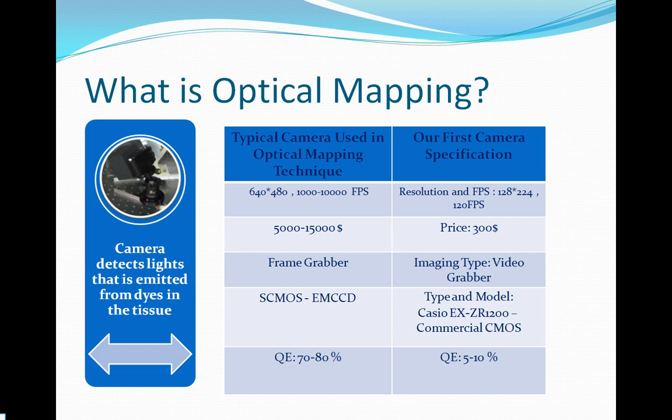One of the hearts of an optical mapping system is the camera. A typical camera used for these systems is an advanced system with a high frame rate and typical resolution, and one of the most important criteria is quantum efficiency. In this project, we use a commercial camera to develop our system and validate data. This camera is a very cheap camera, and it's actually a video grabber rather than a frame grabber.